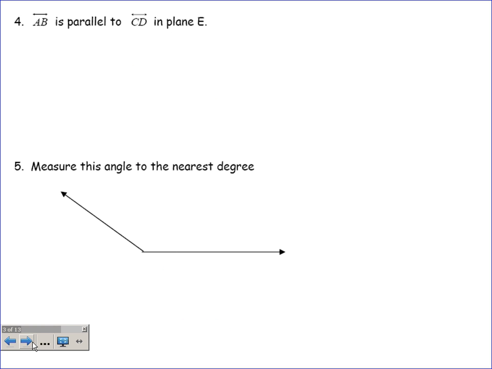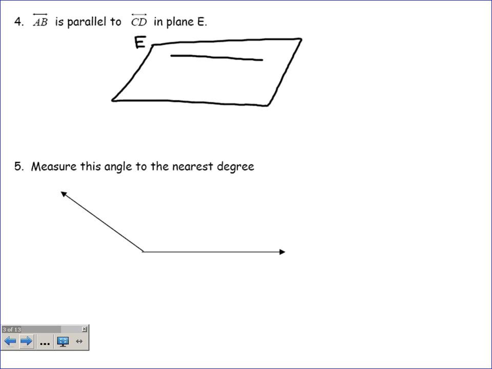Plane E. We draw a plane that looks like a parallelogram. I'm going to label it E. So there's plane E. I said that AB is parallel to this thing, so I'm going to draw a little line on here. Label this AB. I'll draw another line on here. That's going to be CB.